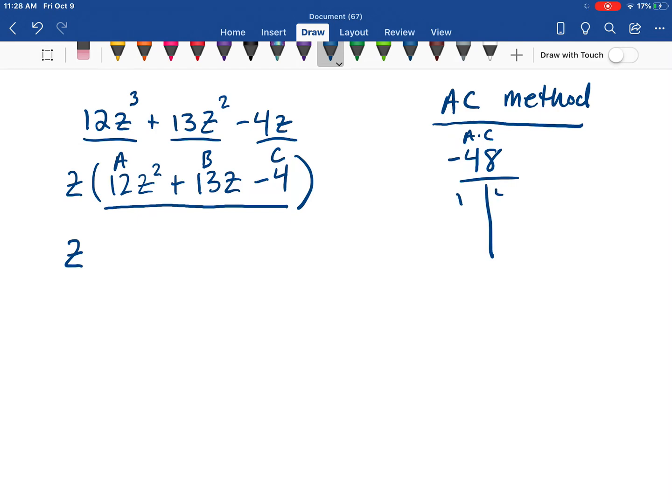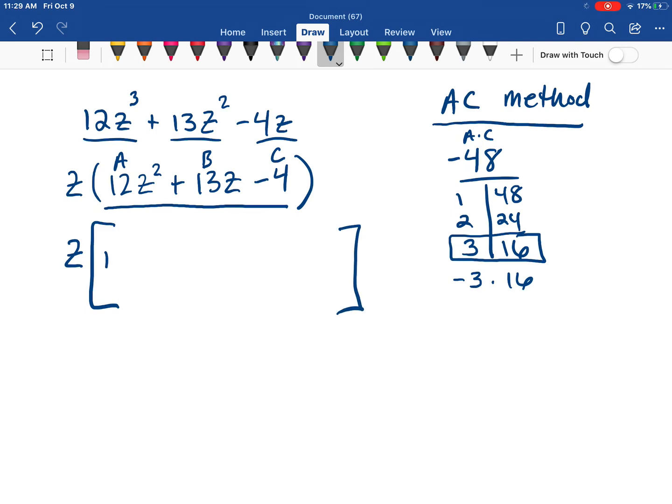When we start listing out all of our different possibilities, I could have a 1 and 48. One of them has to be plus and one of them has to be minus to get a negative 48, so keep that in mind. I could have a 2 and 24. I could have a 3 and a 16. Oh, there's our combination right there. I don't have to go any further. I could use a negative 3 and a positive 16. These would multiply to give me negative 48, but add to give me positive 13 in the middle.